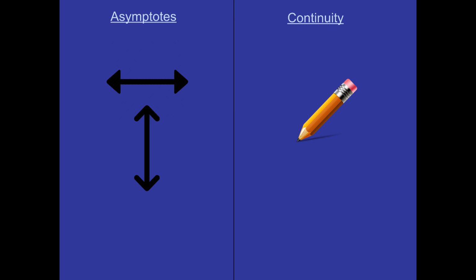To sum up these two topics, asymptotes can be described as places where a graph approaches a line either horizontally or vertically forever. Continuity can be summed up as if you were to draw a graph without lifting your pencil, it is continuous. Next time I'll explain one of the most important skills in calculus, derivatives.